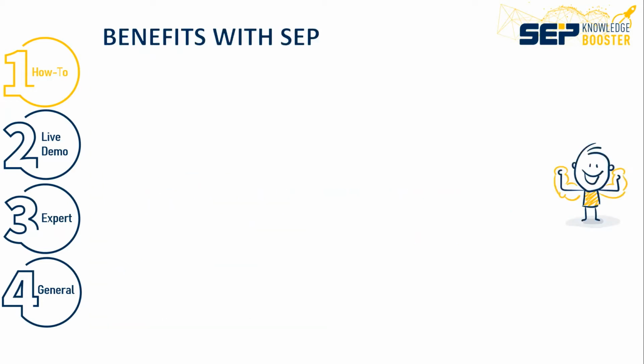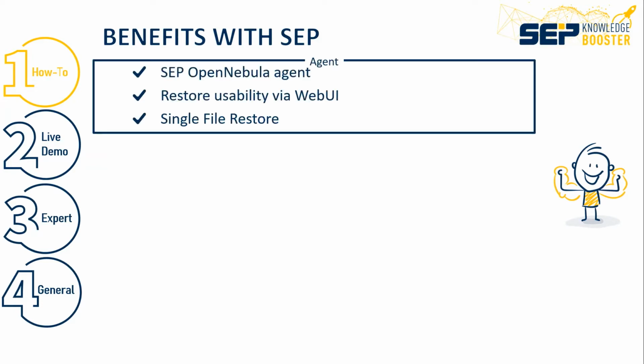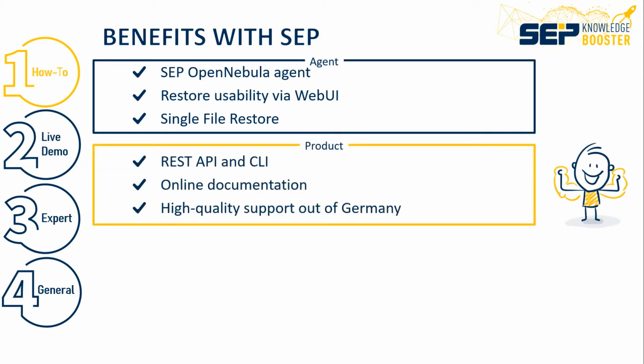Now, what's in it there for SEP? What are the benefits if you use SEP as backup software? First of all, of course, our OpenNebula-specific agent using the OpenNebula APIs for doing a backup. Then our comfortable restore usability via our web UI. I will show this in the live demo later on, and also the powerful single file restore. So in case you need a single file, you don't have to restore a 2 terabyte virtual machine or something like that. We will talk about this later on a little bit.